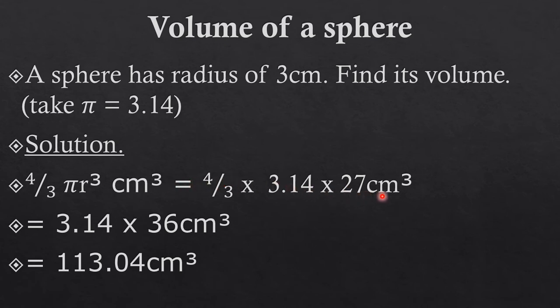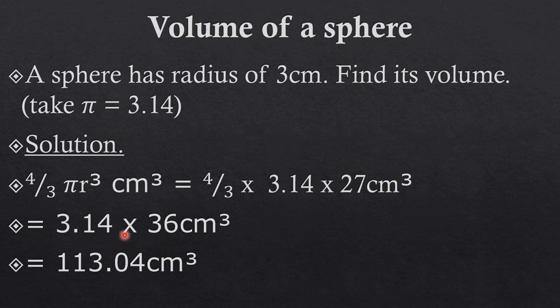Remember, we have r cube here, which gives us 3 to the power of 3, which is 3 times 3 times 3. We have 3 times 3, 9. 9 times 3 is 27. That's why we are having the 27 centimeter cube right here.